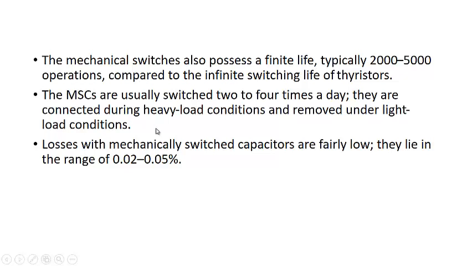We can put them off during light load conditions, because in light load conditions we may have a good amount of voltage, and during heavy load conditions the voltage is low, so we have to connect them. So we know that they are used accordingly, because a day usually has 2 off-peak periods and 1 peak period. The losses of the mechanically switched capacitor are fairly low, and they lie in the range of 0.02 to 0.05% of the total rating of the capacitors.